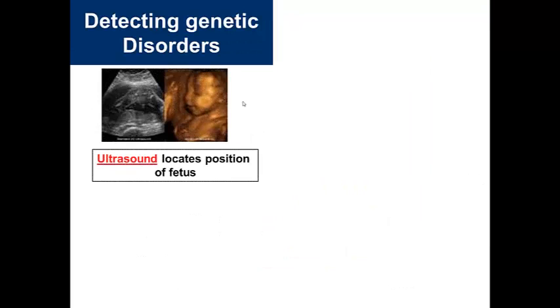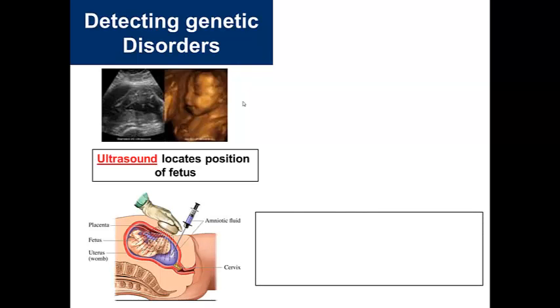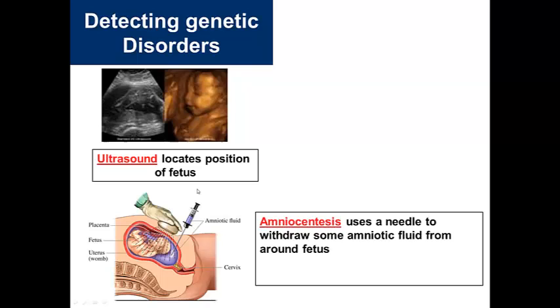How do people detect genetic disorders? One way is through ultrasound. It locates the position of the fetus. Another way is to take a sample of the amniotic fluid, and that's called amniocentesis, which uses a needle to withdraw some amniotic fluid from around the fetus. The fluid is in the uterus, and fetal cells can then be isolated and analyzed.